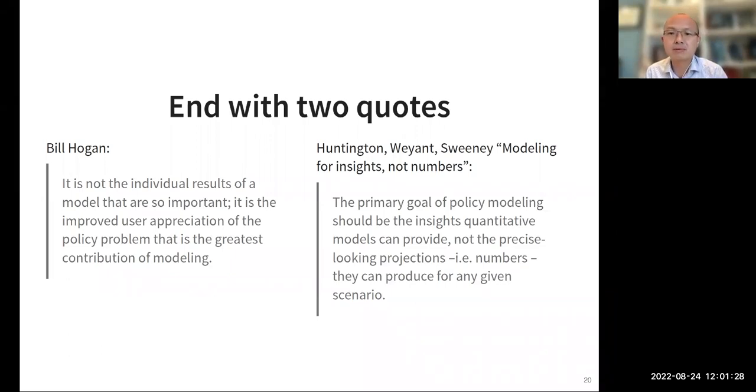The second one is about the primary goal. This is from Huntington and Weyant, professors at the Stanford Energy Modeling Forum. From their report, modeling for insights, not numbers. As you can see here, the primary goal of policy modeling should be the insights quantitative models can provide, not the precise looking projections, for example, numbers.